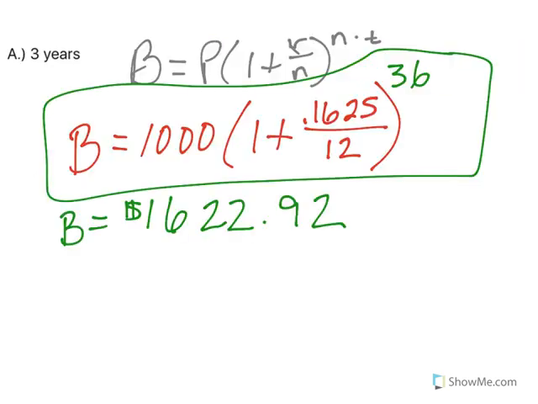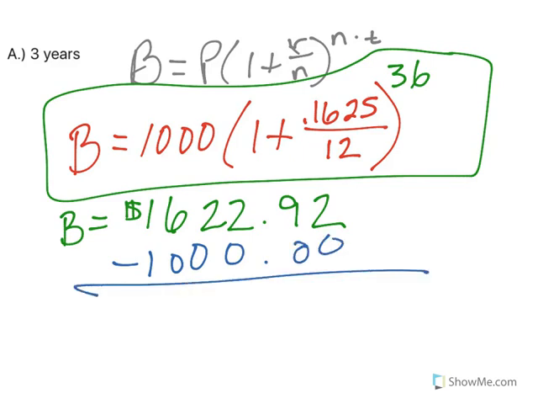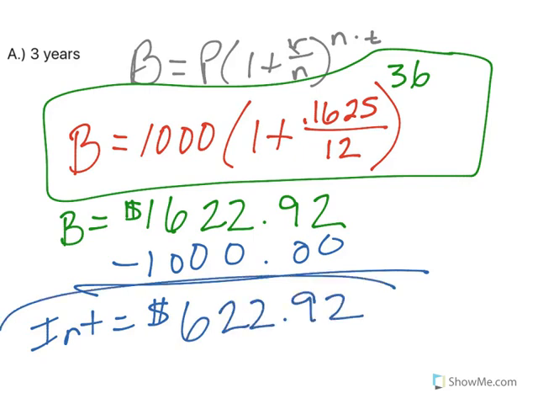That's not my answer, because remember the question said, what's the interest earned? Well, that's my ending balance. My interest is the difference between what I started with and what I ended with. So if I ended with $1,622.92, I'm going to take away the $1,000 that I started with, and my interest is the difference. Notice difference meaning subtraction. So after 3 years, I have earned $622.92.